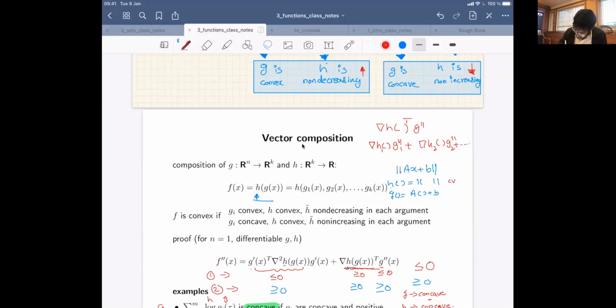h is convex, and the norm is an increasing function, and g is convex. So this is convex, increasing, convex. That means overall it will be convex. Or in general, I consider a function f of ax plus b. I just say that f is convex.